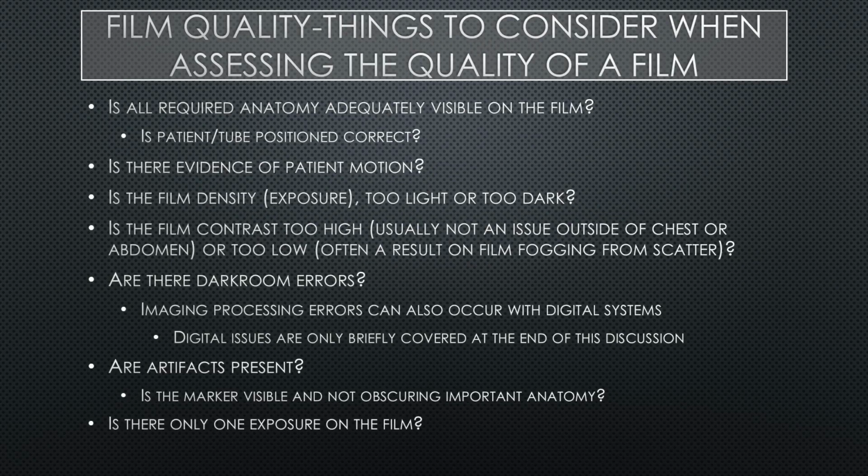So some things to consider when you are assessing proper quality of a film: is all of the required anatomy on the film and adequately visible on the film? How is the patient positioned? How is the tube tilt, if there is a tube tilt? Is there any patient motion that you can see? Is the image blurry? How's the film density? Is it too light or is it too dark? Can you see everything that you need? Is there a proper amount of shades of gray if necessary? Considering if you're looking at the contrast, is it too high or is it too low?